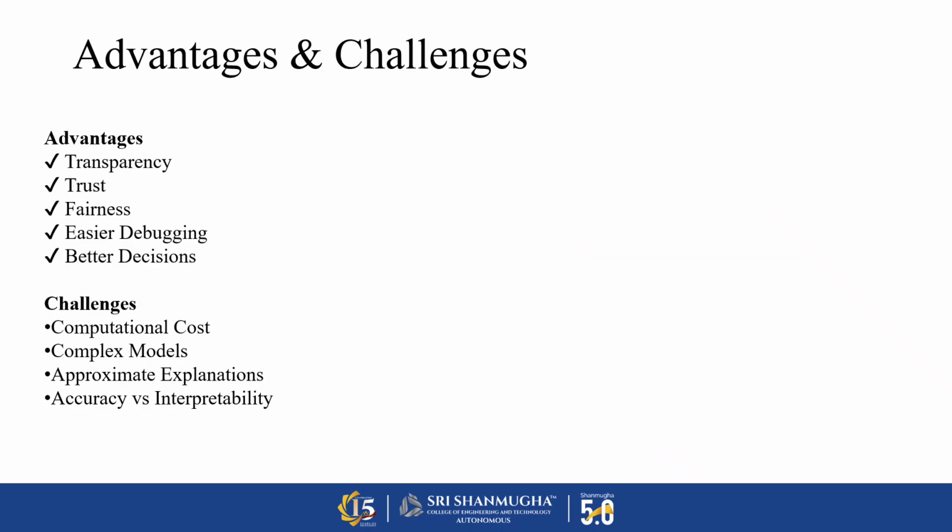So these are some of the advantages and the challenges. The advantages are transparency, trust, fairness, and easier debugging. The challenges are computational cost, and if the model is too complex, then it is very difficult, and approximate explanation, accuracy versus interpretability. These are some of the challenges that are available in explainable AI.